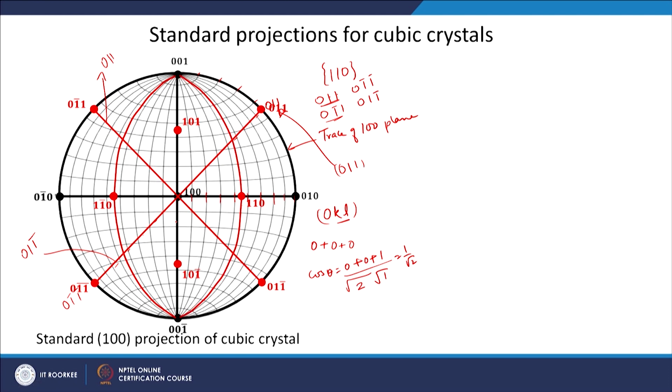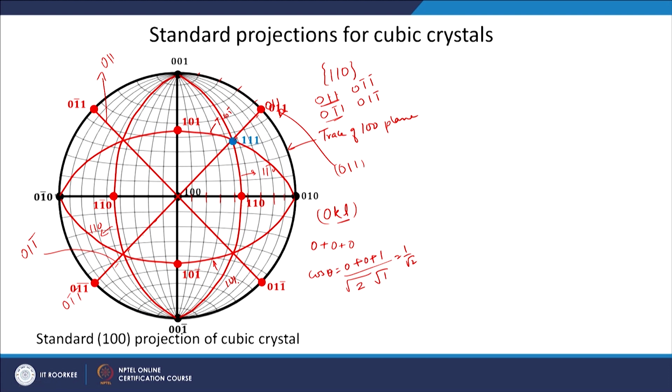Similarly, for this one, this is the trace for 1bar10, and this is the trace for 110. Similarly, you can find out the trace for 10bar1 and 101 by rotating it and bringing 101 first on the equator and tracing whichever the circle is, and then bringing it back to its original position. So, these are the two traces for these two planes. This is the trace for 10bar1 and this is the trace for 101.